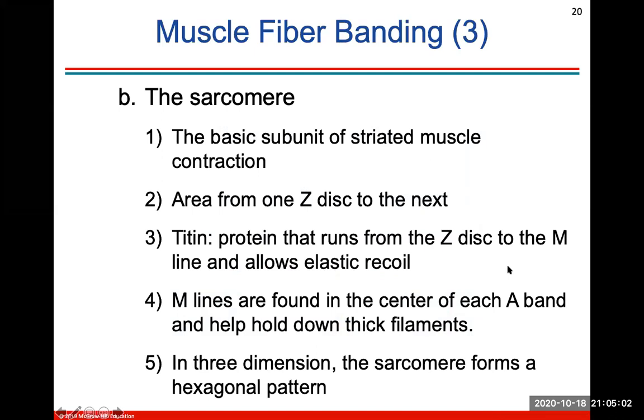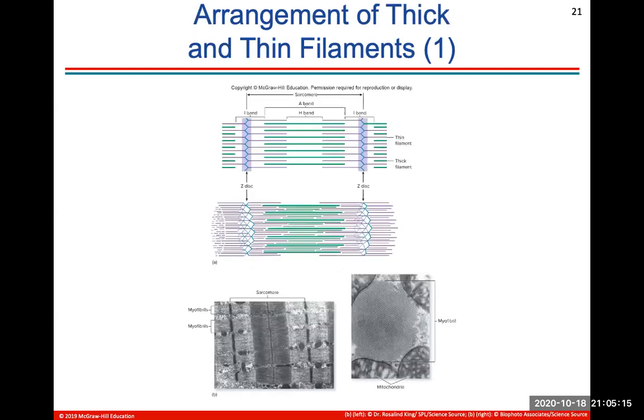The sarcomere is the basic subunit of striated muscle contraction. It goes from one Z disc to the next. My M lines are found in the center of each A band and help hold down the thick filaments. So that is the sarcomere. Again, you can see these bands are labeled and how the Z disc holds down the thin filaments. And then the thick and thin filaments, which are found here in the A band, will slide past each other and shorten in order to contract the muscle.